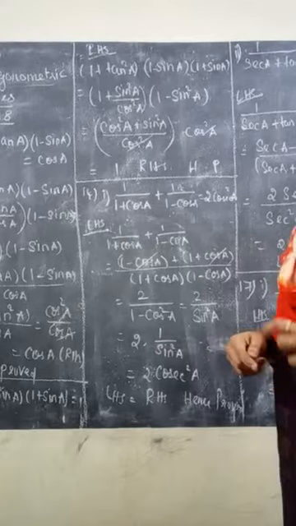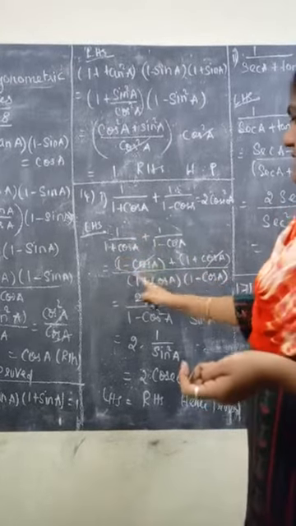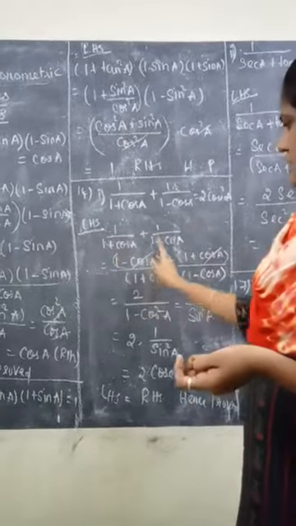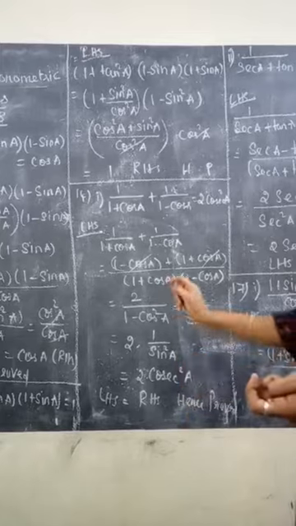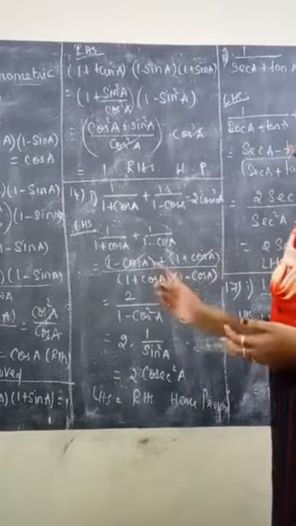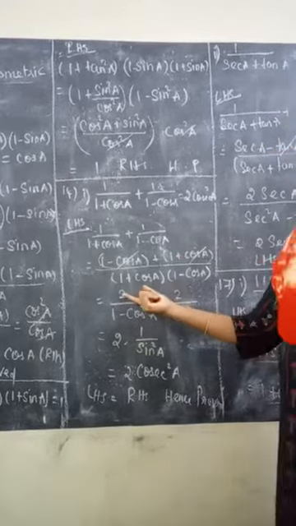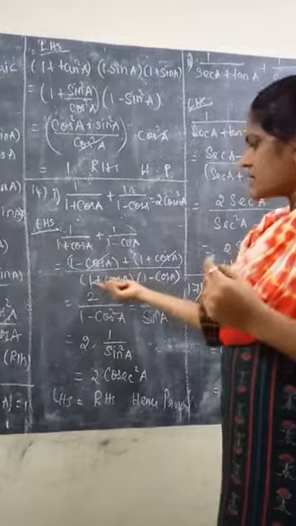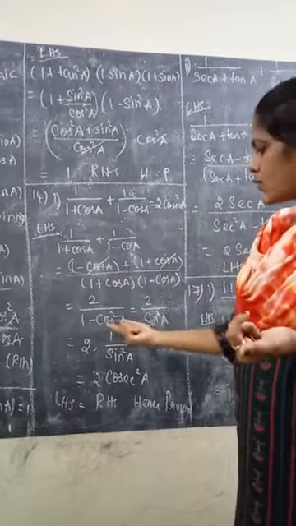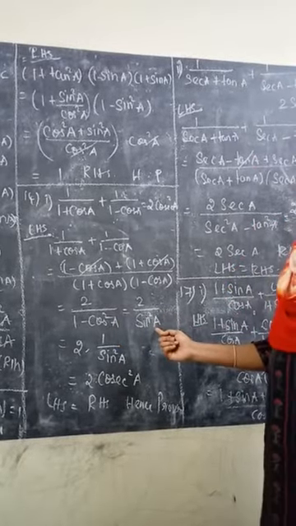How we do the LCM? Doing cross multiplication. So listen, (1 minus cos A) plus (1 plus cos A) divided by (1 plus cos A) into (1 minus cos A). Next with addition, plus cos A minus cos A cancel. 1 plus 1, 2, divided by, it is in the formula of (A plus B) into (A minus B). So A squared minus B squared. So 1 minus cos squared A. So 1 minus cos squared A is equal to sin squared A. So 2 by sin squared A.